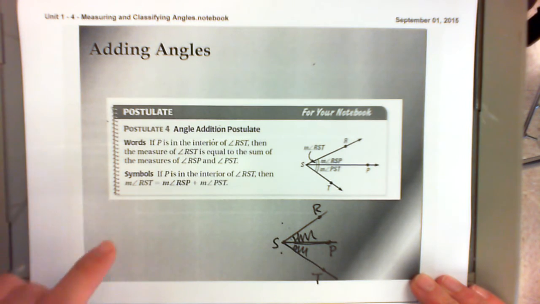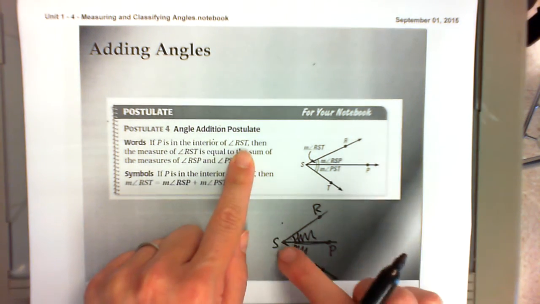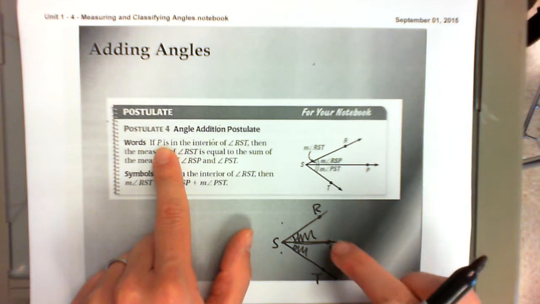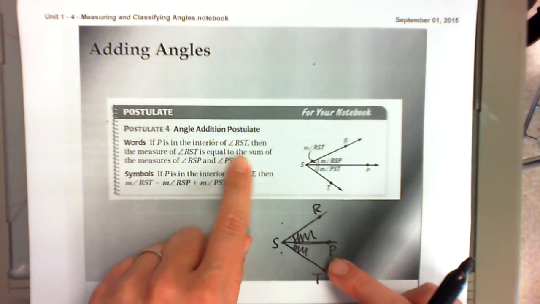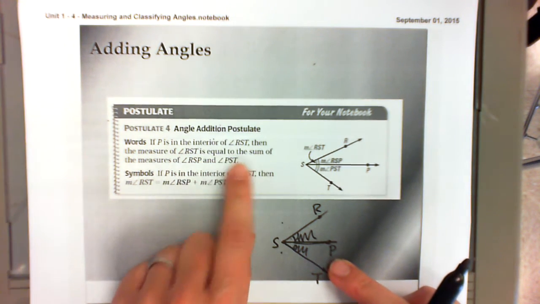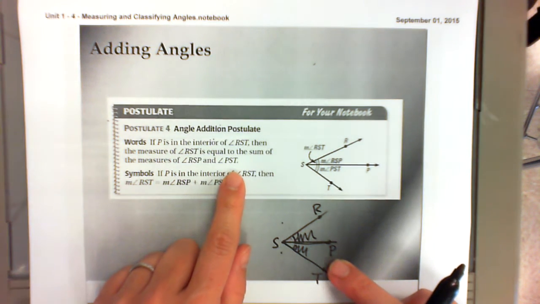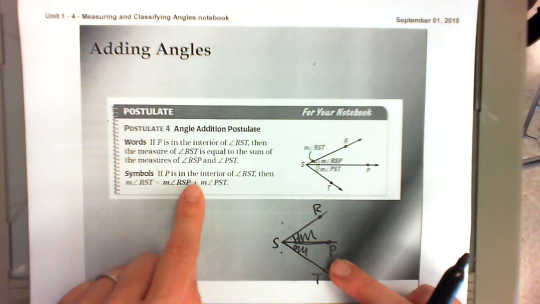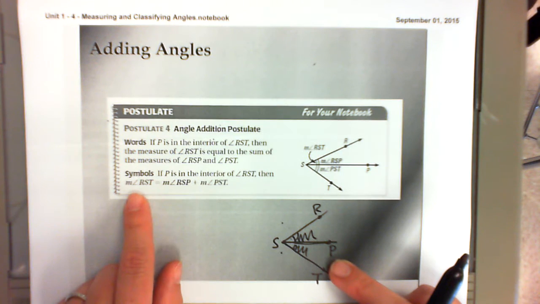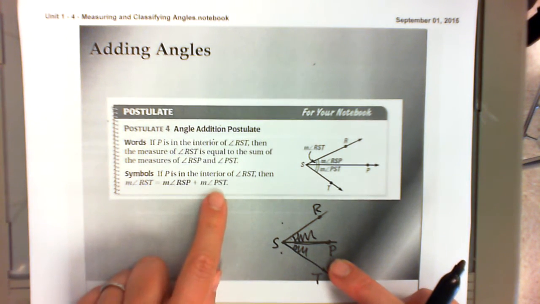The words of the postulate specifically say if P is in the interior of angle RST, so RST is the whole big one. So if P, a point, is in between the bigger angle, then the measure of angle RST is equal to the sum of the measures of angle RSP and angle PST. And in symbols, if P is the interior of angle RST, the measure of RST equals the measure of angle RSP plus the measure of angle PST.